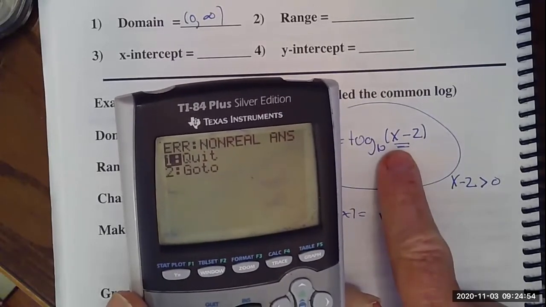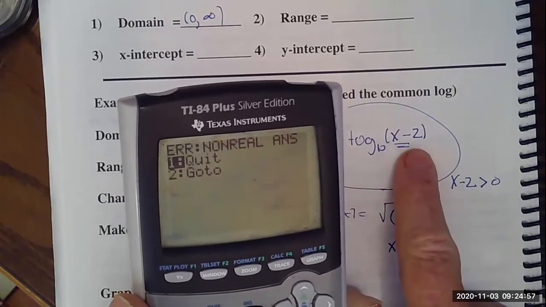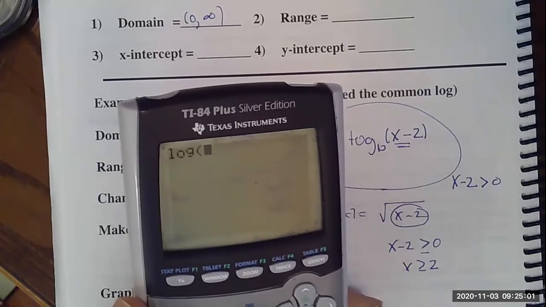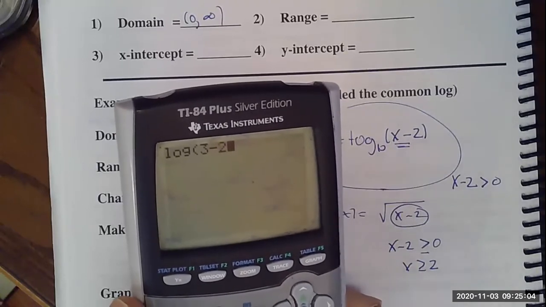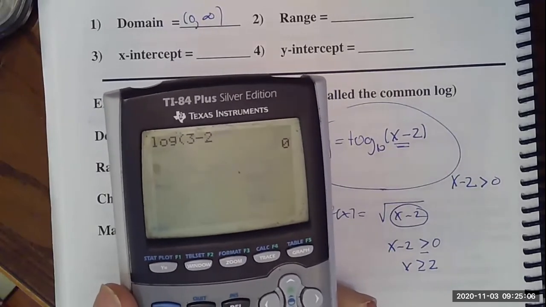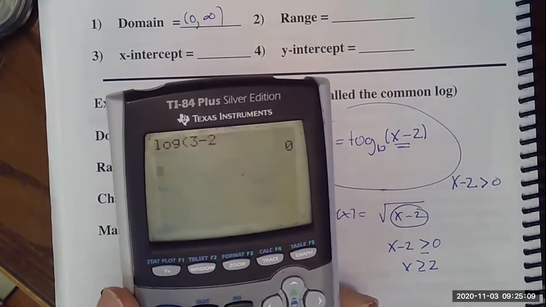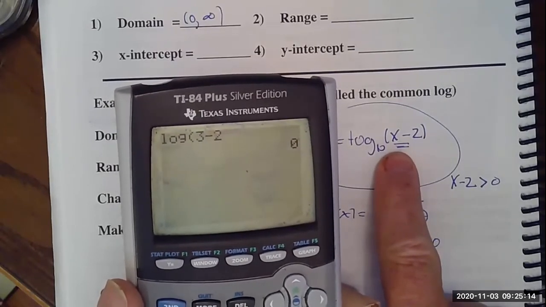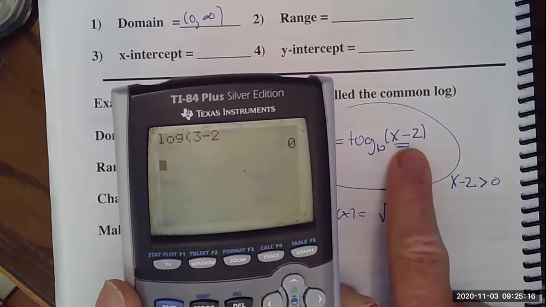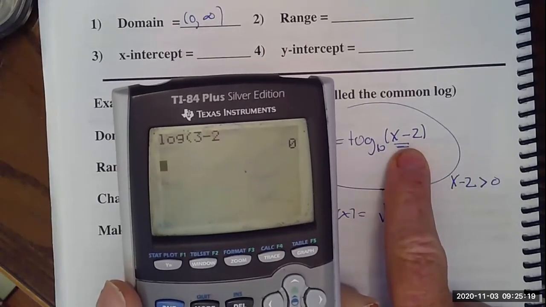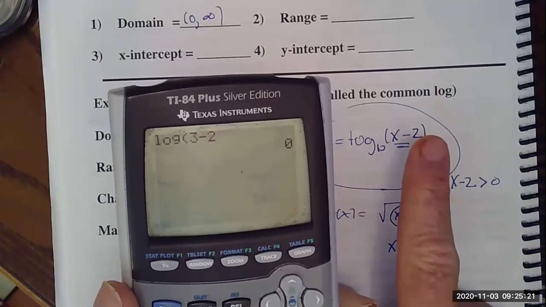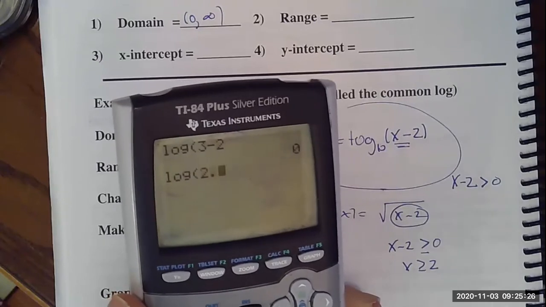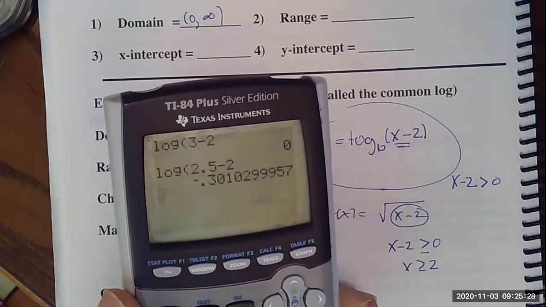What if I put a 3 right there? 3 minus 2, it's 1. So log of 3 subtract 2, it's 1. Okay, it's something. How about if I put 2.5? 2.5 minus 2, which is still positive. That's what I'm saying. It's still positive. As long as it's positive, you're good at the end. Log 2.5 subtract 2. Still okay.